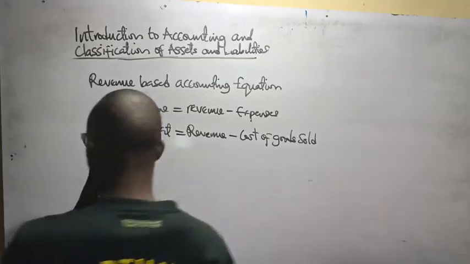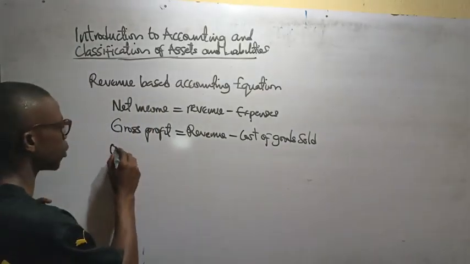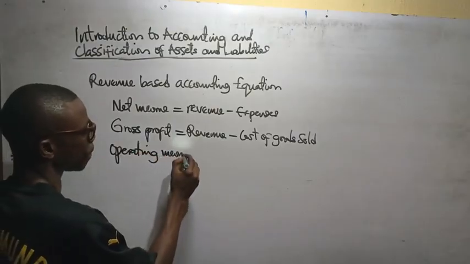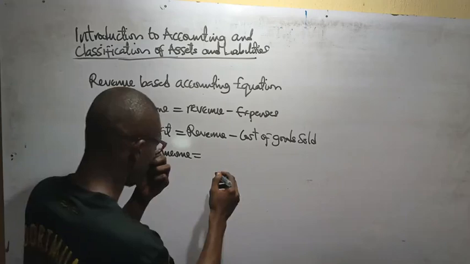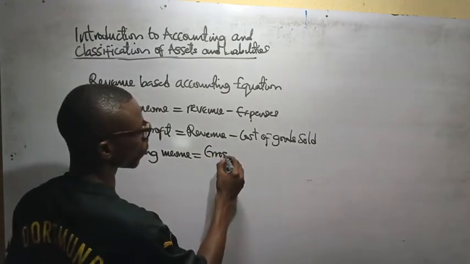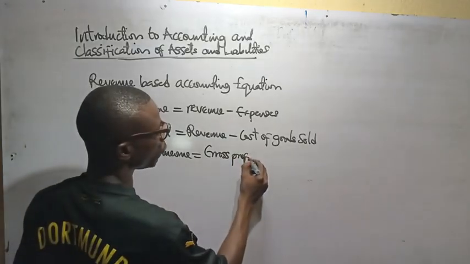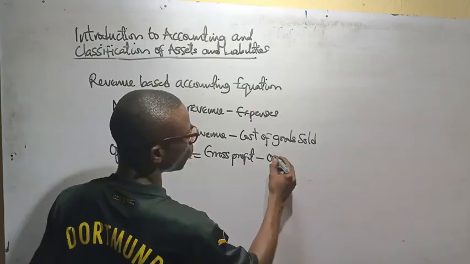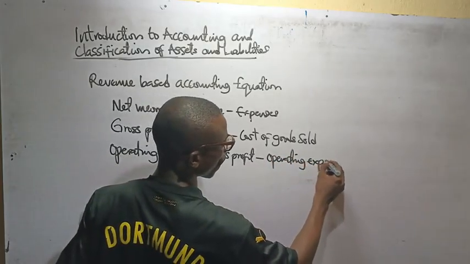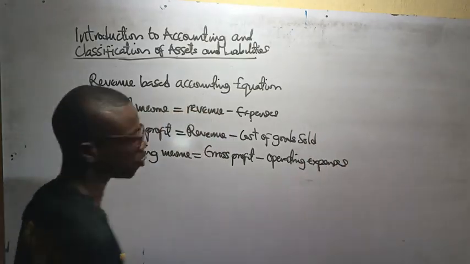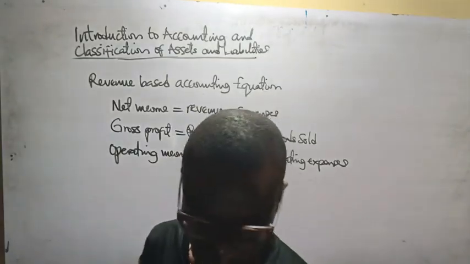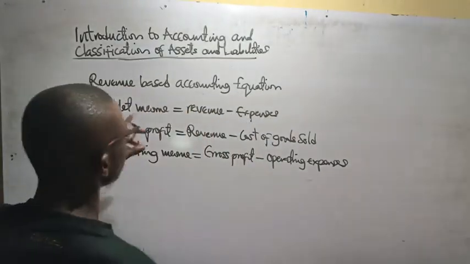Operating income is when you remove operating expenses. Operating income is your gross profit minus operating expenses. Are we together now? Now we have net income. Now we have calculated net income now.